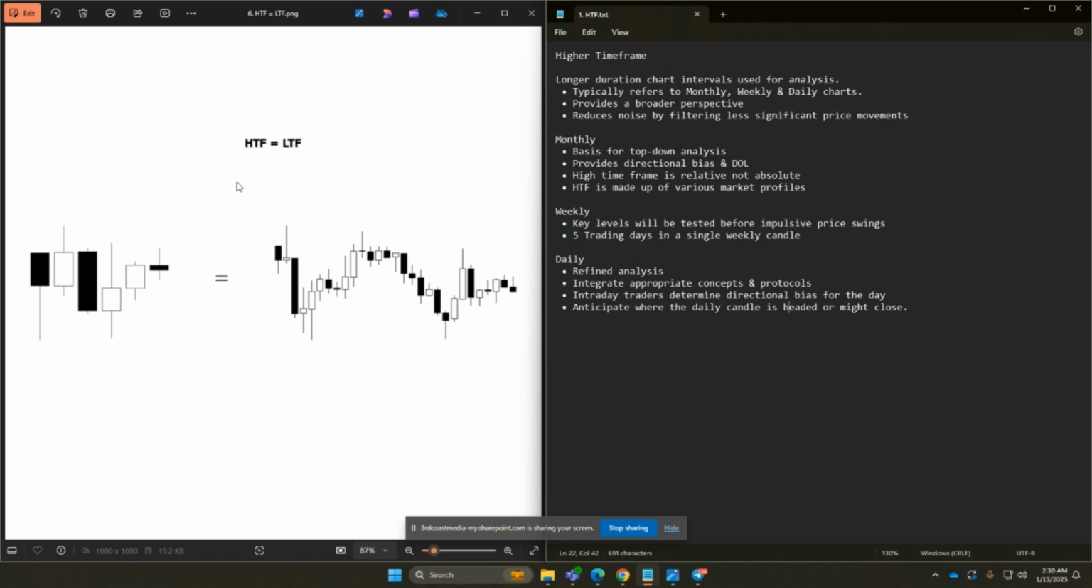So if we look at this graphic here that I have, you can see that it says higher time frame equals lower time frame. So if we look at the monthly versus the weekly, we can see that there's more information, but it has the same general structure. On the weekly chart, let's say the one to the right, you can see that key levels are typically tested before we have impulsive price swings.